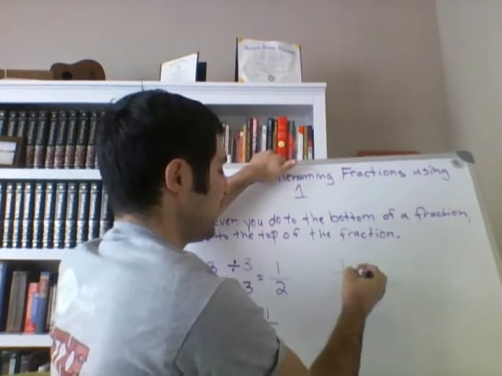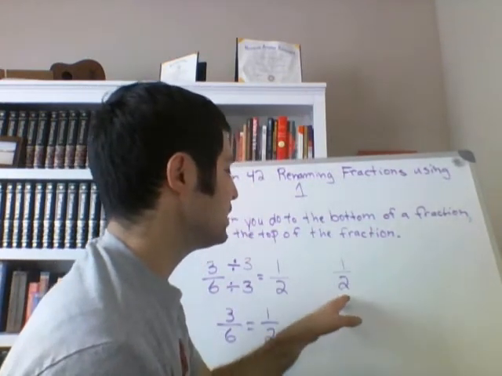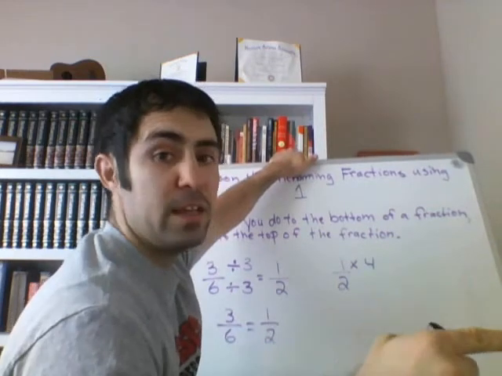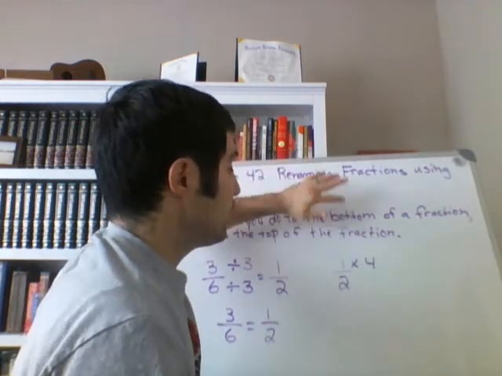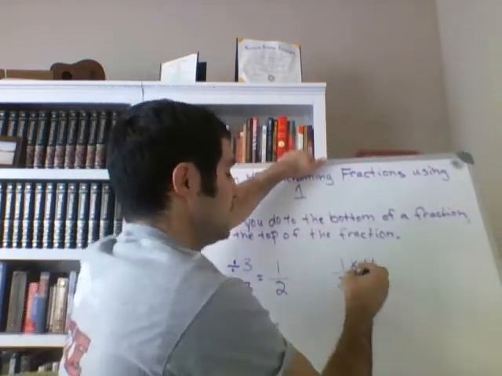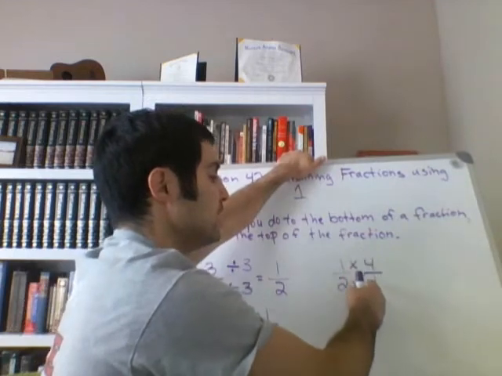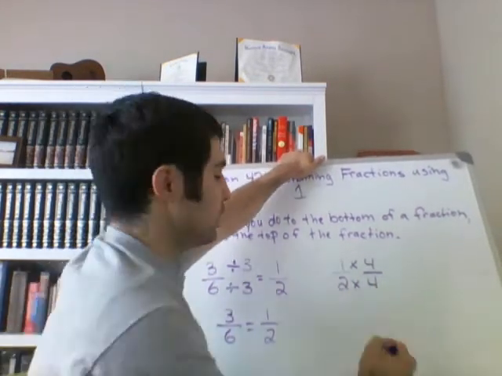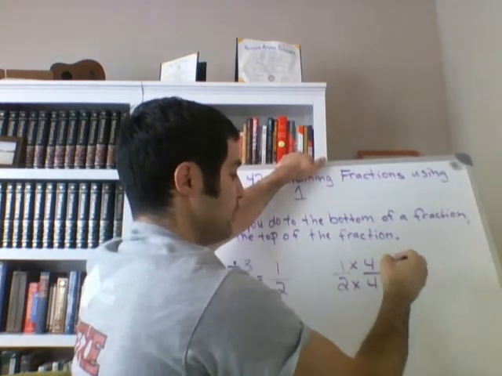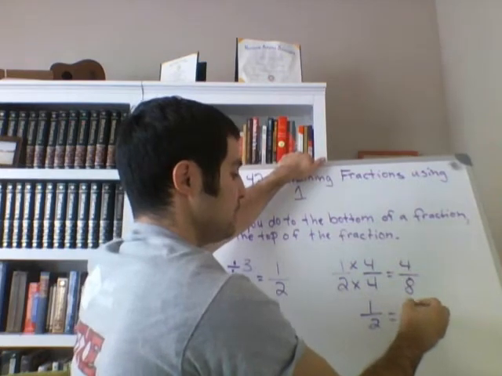So let's say we start with 1/2, and we want to increase that to any equivalent fraction that's equal to 1/2. So I can multiply this by 4. If I multiply the numerator by 4, then I have to multiply the denominator by 4. Basically what you're doing here is multiplying 1/2 by 4/4, a fraction that equals 1. And 4 over 4, like we just said earlier, equals 1. So 1 times 4 is 4, and 2 times 4 is 8. So basically 1/2 is equal to 4/8.